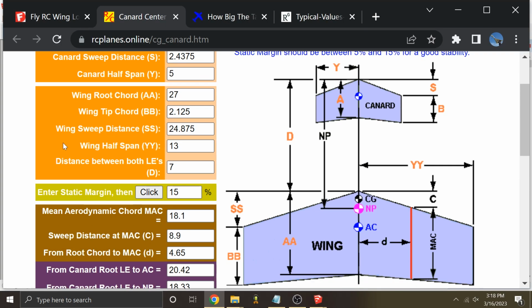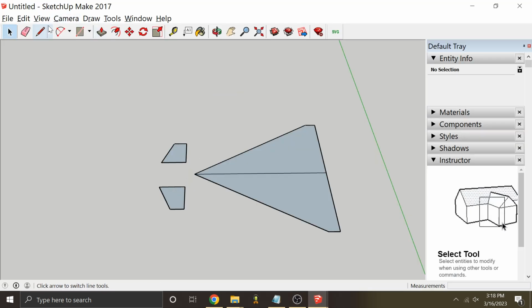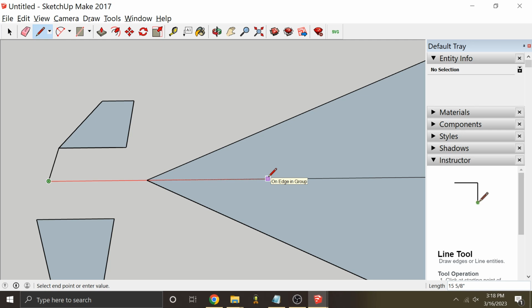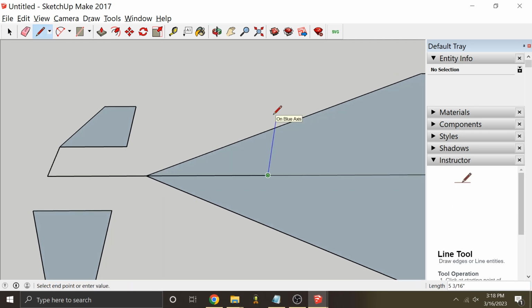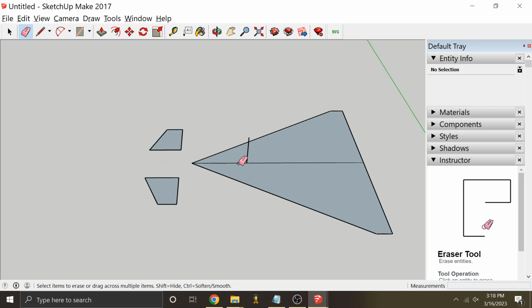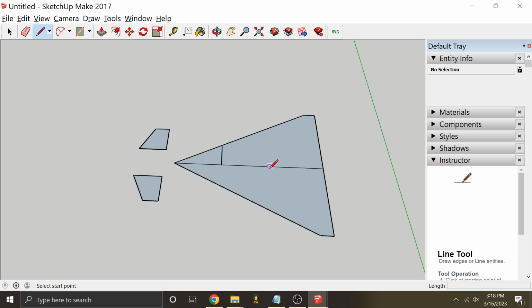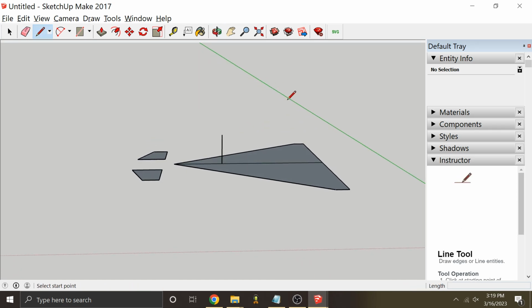And so if we look down here to see where the CG is, we go from the canard root leading edge to the CG is 15.61 inches. So somewhere around here is going to be the CG for this. And that'll probably be forward of the actual CG, because that's a 15% static margin.